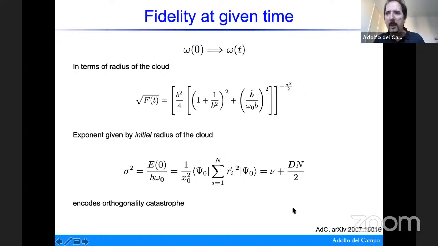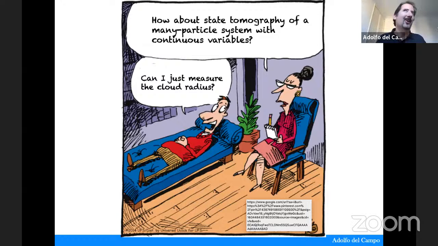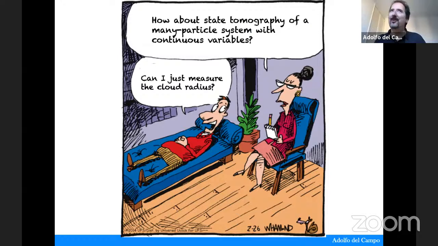this goes for people like Dominic, or actually also the experimentalists. Yeah? So I was just making this cartoon. Imagine you are thinking of doing this in the lab. So how about making a state tomography of a many-particle system with continuous variables in dimension d? Of course, you don't want to do it. So you will be very happy if you can just get away with measuring the radius of the cloud. So I guess the power of this proposal is in this huge simplification.